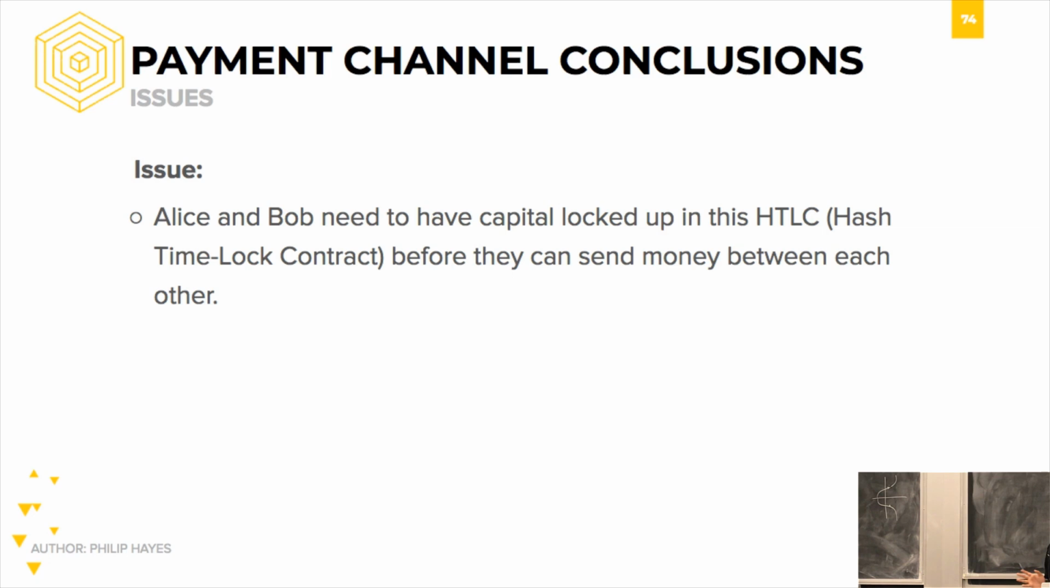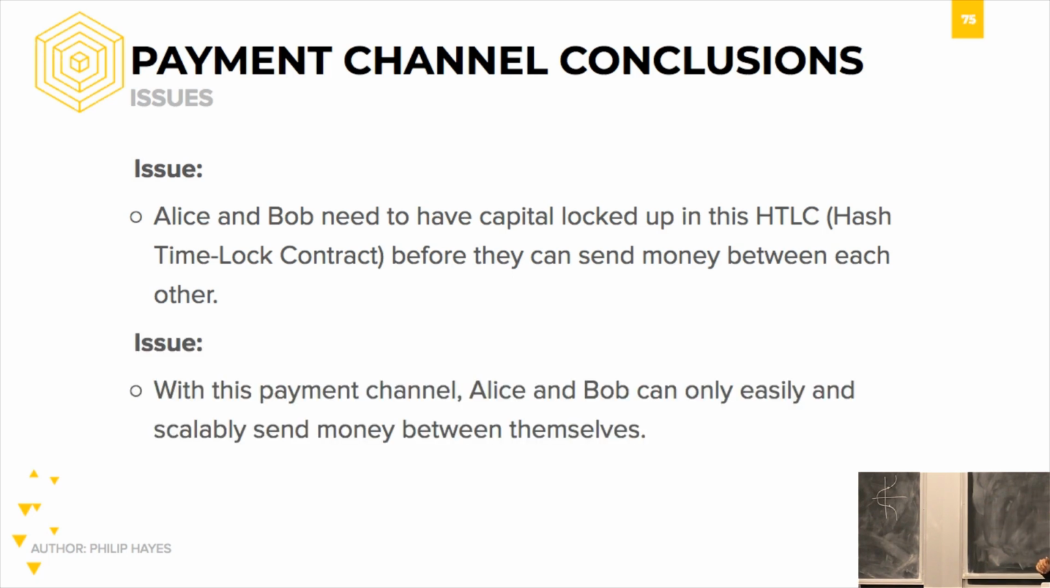All right, so there are a couple of issues which you may have noticed. One is that in order to open a payment channel in the first place, you need to lock up capital. You can't spend Bitcoin in two places at once, or at least you shouldn't be able to. So anytime you want to fund a payment channel, you have to lock up that Bitcoin in the transaction. That's not necessarily a bad thing because you can still use it somewhere else, but it's still a consideration.